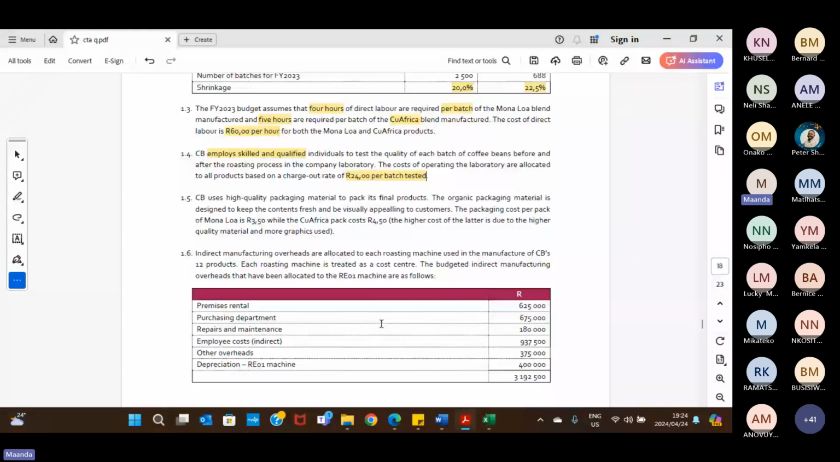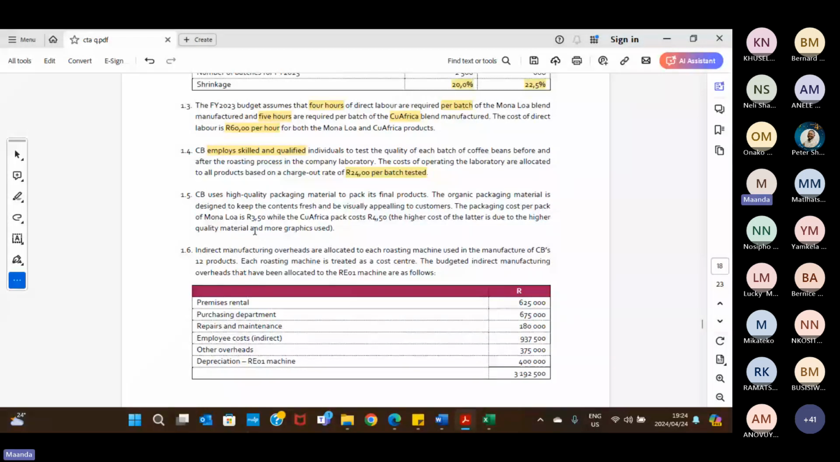Then CB uses high quality packaging, and the packaging is appealing to customers, and the packaging cost for M is 350, and then for C 450, right? Because the higher cost of the latter is due to the higher quality material and more graphics used.